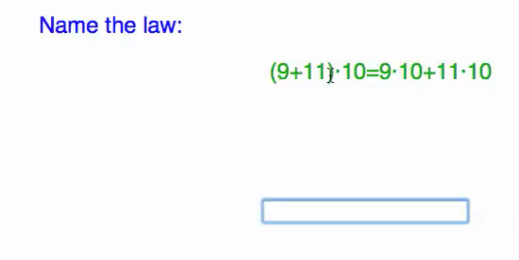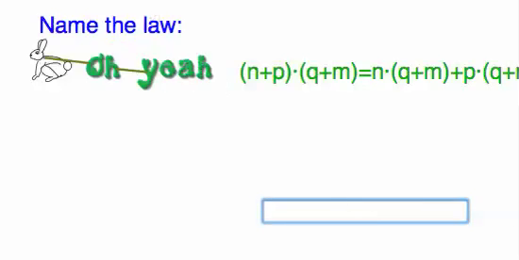All right, over here, the 10 has been given out to the 9 and to the 11. So the 10 times 9, 10 times 11. That's what we have on the right-hand side. So the 10 has been distributed. So it's distributive law.